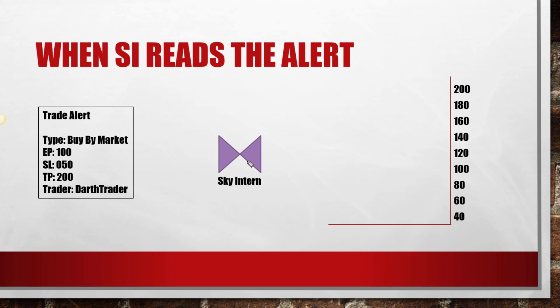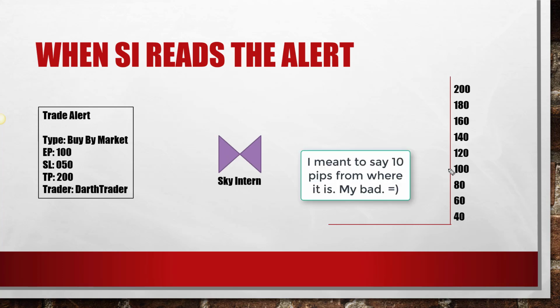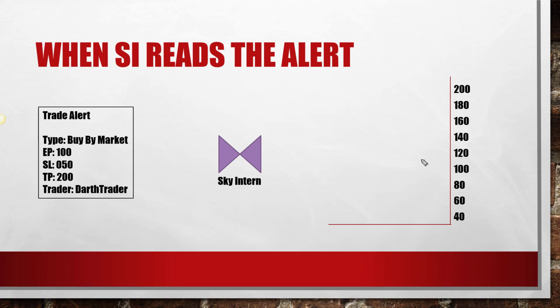When Sky Intern gets this, it is going to look to see where the market is. So if the market is moving, and it just so happens to be within 10 pips of the entry price right here, then it will get into that trade. Conversely, if it's outside of that 10 pip window, then it will not place that trade. And again, it's simply to protect you. So if it's way up here, it's not going to just automatically put you in that trade.